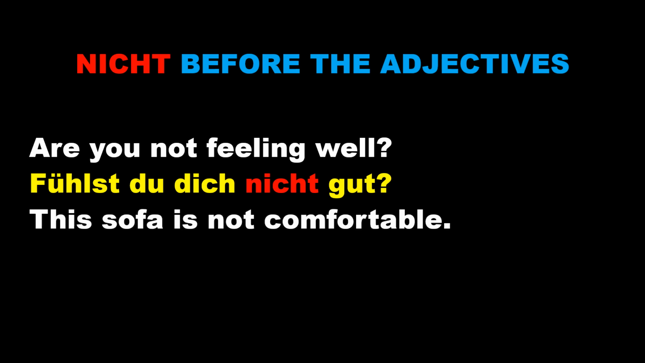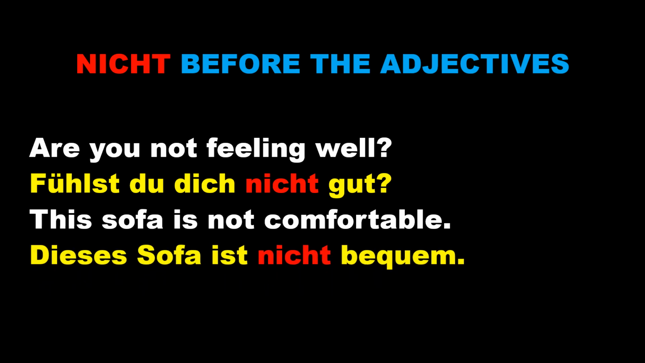This sofa is not comfortable. Dieses Sofa ist nicht bequem. Very simple to understand, very simple sentences. I have taken very simple examples to make it clear how to use nicht and where to use it, and what the meaning of these sentences will be when we change the position of nicht. So here you can see bequem is the adjective, and we have positioned nicht before the adjective. That is how we will use nicht before adjectives.